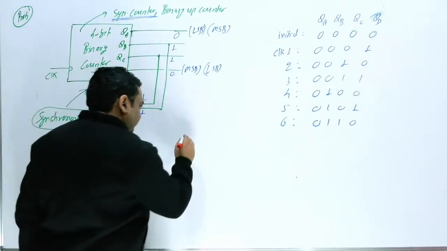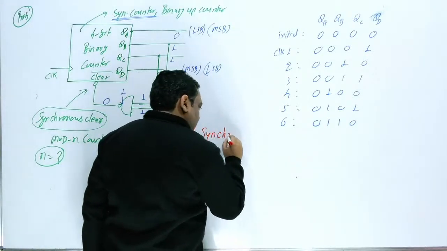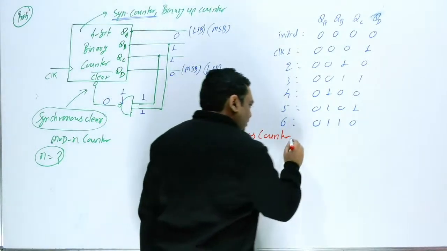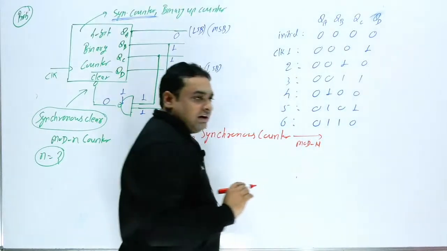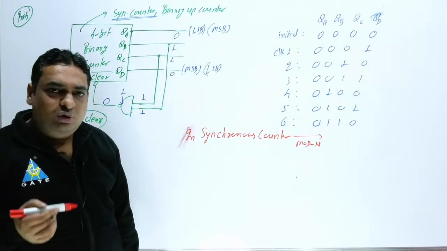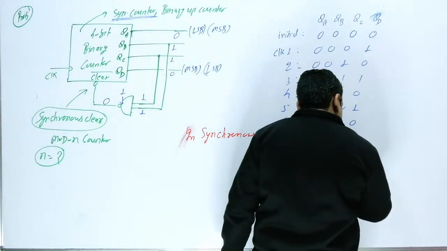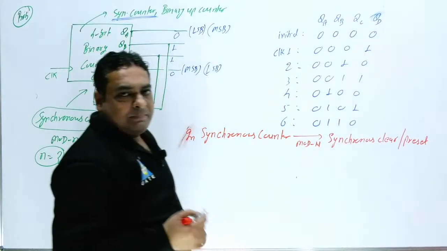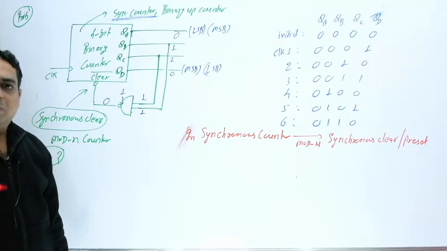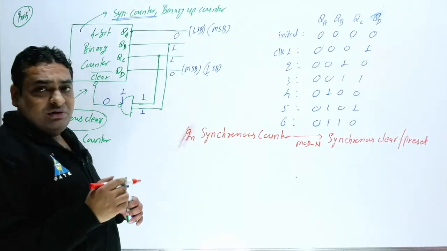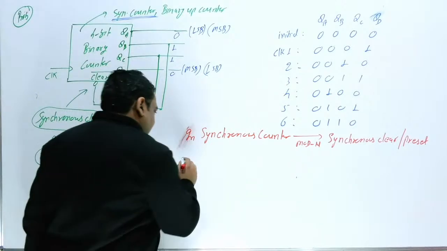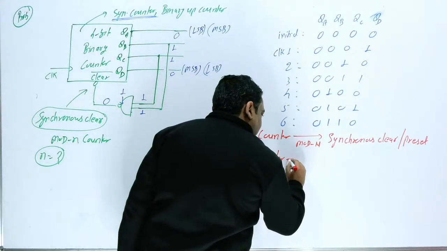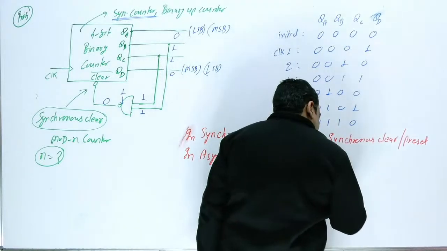But in the standard protocol, in a synchronous counter, if you want to design or implement a mod-n counter, you will not use asynchronous preset and clear, you will use a synchronous clear or synchronous preset, either one. You use clear for an up counter and preset for a down counter, synchronous clear or synchronous preset for a synchronous counter. And in an asynchronous counter, if you want to implement a mod-n counter, asynchronous clear is used.